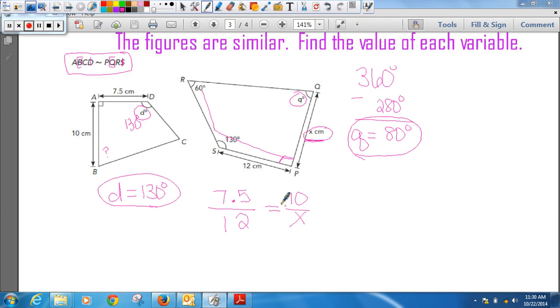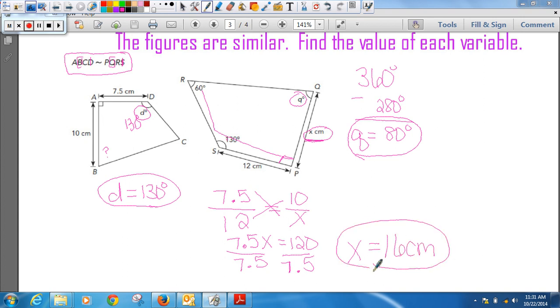So if I do that, again, you use cross multiplication, so you get 7.5X is equal to 120. Divide by 7.5 on both sides. And we end up with the fact that X is equal to 16 centimeters. We have the 3 variables that were missing. We now know them, so we are done with this problem.